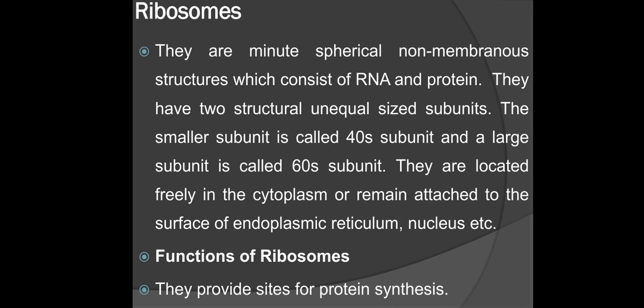Ribosomes. They are minute spherical non-membranous structures which consist of RNA and protein. They have two structurally unequal sized subunits. The smaller subunit is called the 40S subunit and the larger subunit is called the 60S subunit. They are located freely in the cytoplasm or remain attached to the surface of the endoplasmic reticulum, nucleus, etc. Functions of ribosomes. They provide sites for protein synthesis.